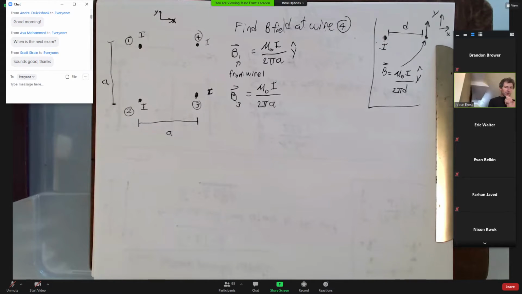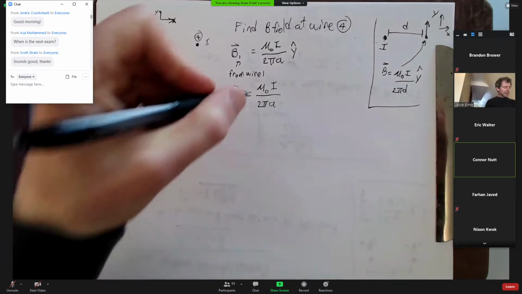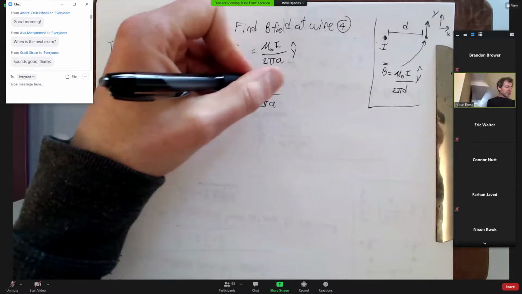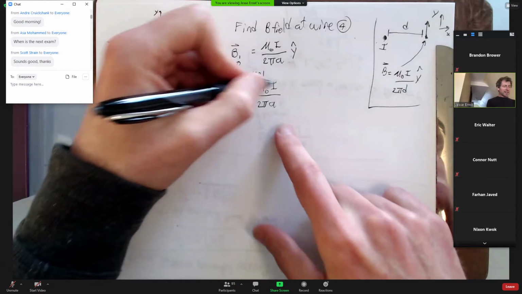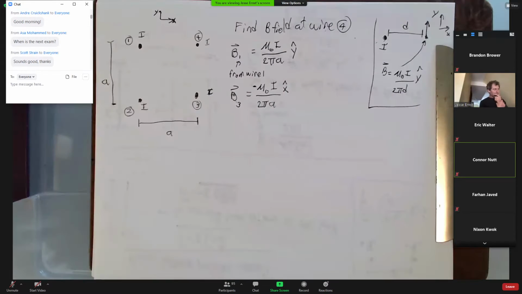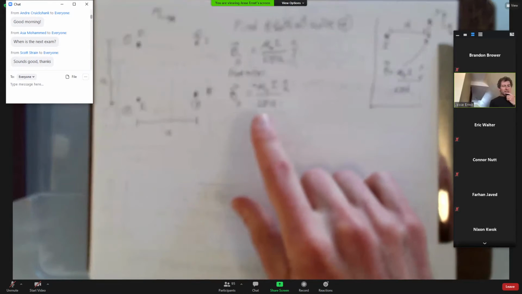All right. Anyone want to chime in with the direction? Negative x. Right, negative x hat, exactly. So yeah, negative x direction, so it'd be this times negative x hat. Okay, so questions on this?